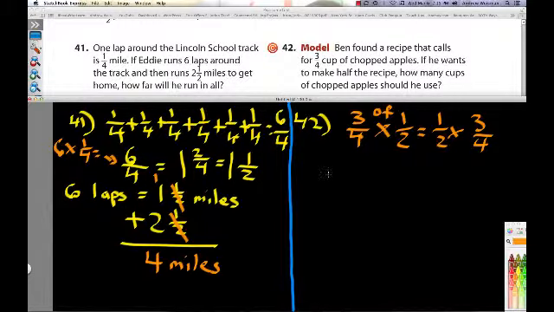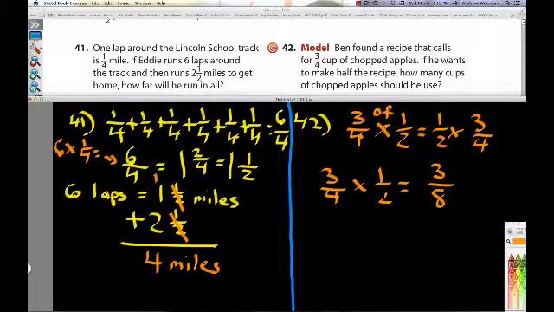Okay? So let's do it. Here's the original thing that I had written. 3/4. 3 times 1 is 3, and 4 times 2 is 8. When you multiply, you can just multiply straight your numerators and your denominators. So this is our final answer right here, 3/8. That's how many cups of chopped apples he should use. I hope this was helpful to you.